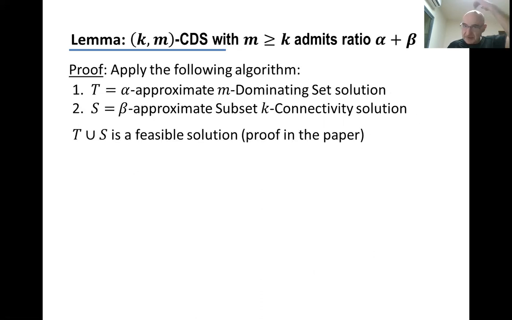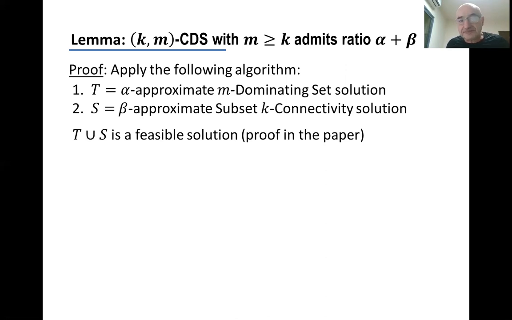So okay, let's see that we can prove the lemma, or at least sketch the proof. The lemma says that KM-CDS with M greater or equal than K admits ratio alpha plus beta. And the proof is quite simple. We apply the following algorithm. We compute an alpha approximate M dominating set, and we denote this computed set by T. And with this T obtained at step 1, we find the beta approximate subset K connectivity solution, S.